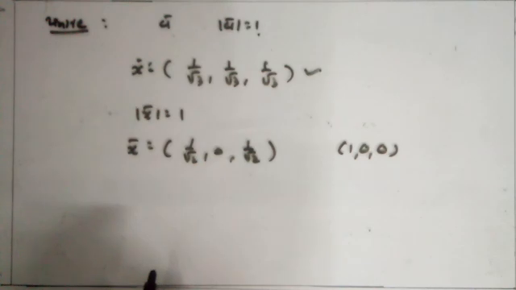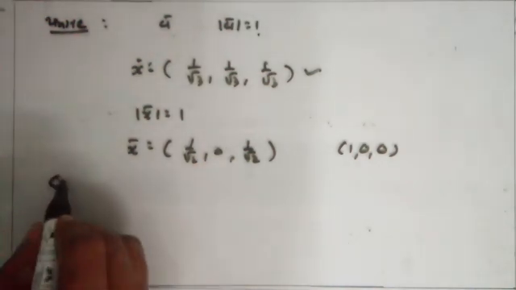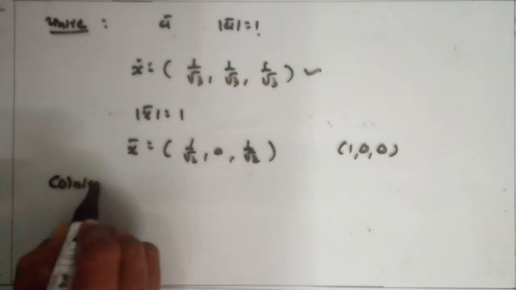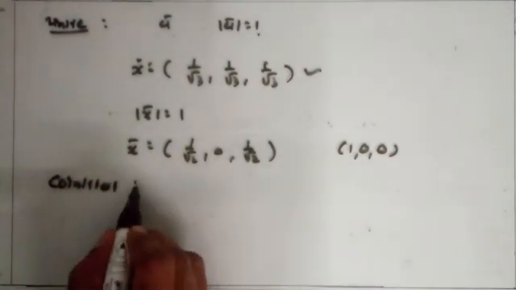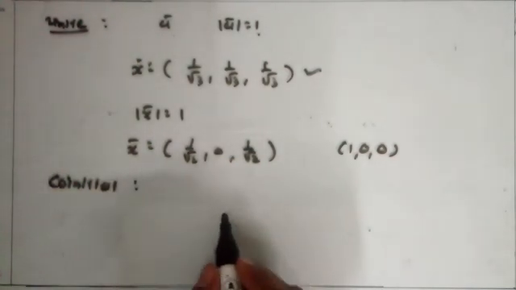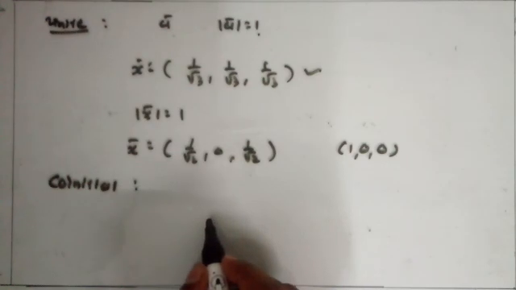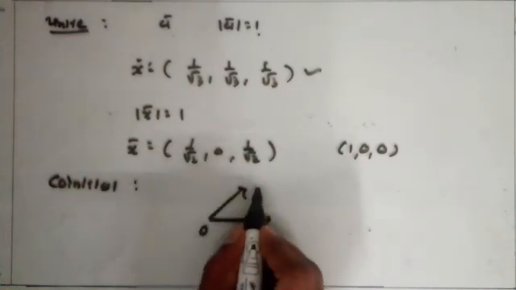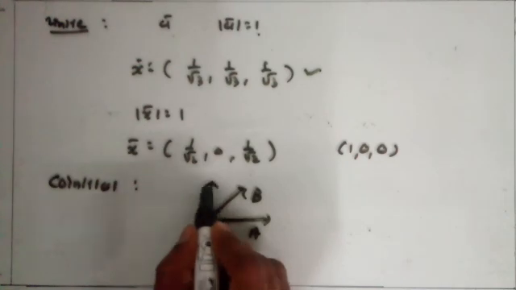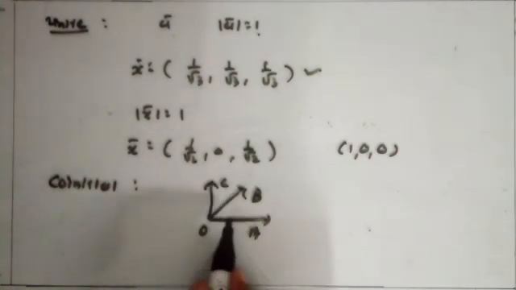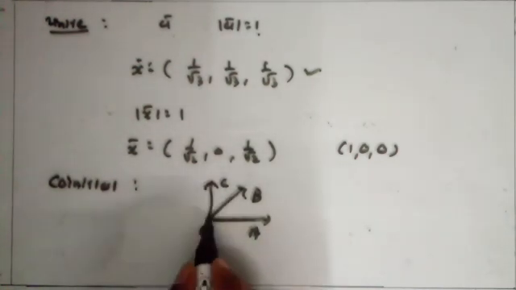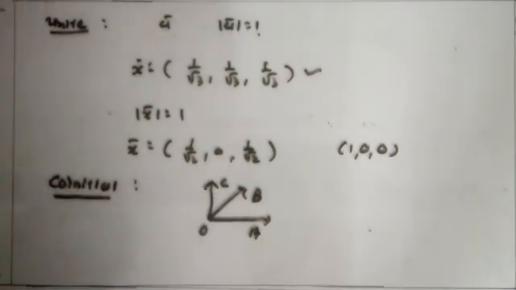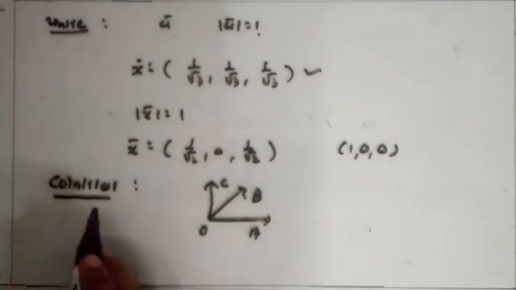Now co-initial vectors. If more than two vectors have the same initial point, vector OA, vector OB, vector OC, here OA, OB, OC have the same initial point, so vector OA, OB, OC are called co-initial vectors.